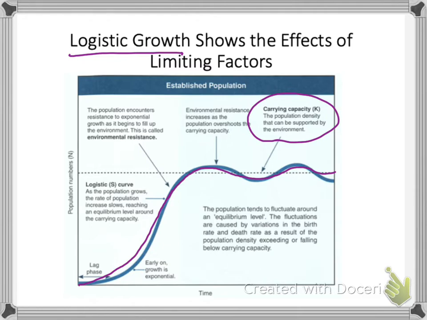Well, what is the carrying capacity? The carrying capacity is the population density that can be supported in an environment under sustained conditions. So basically, it's a measure of how many resources are available for that organism. We call this fluctuation around it environmental resistance, those limiting factors that, when the population gets too big, then disease, predation, or competition will knock them back down.